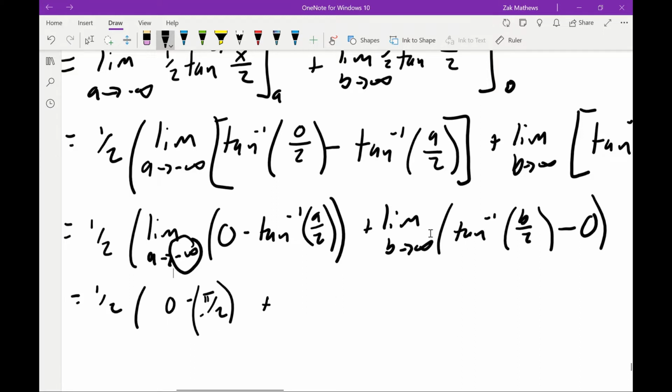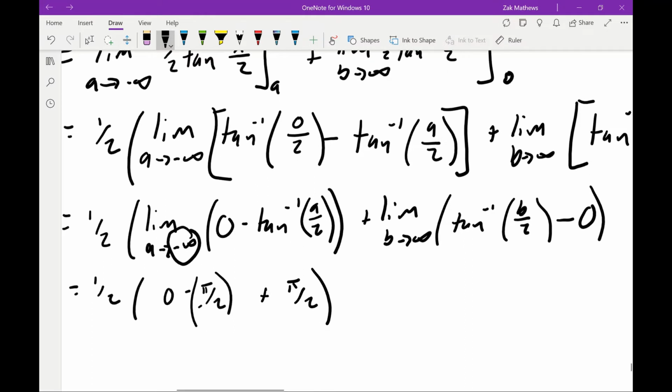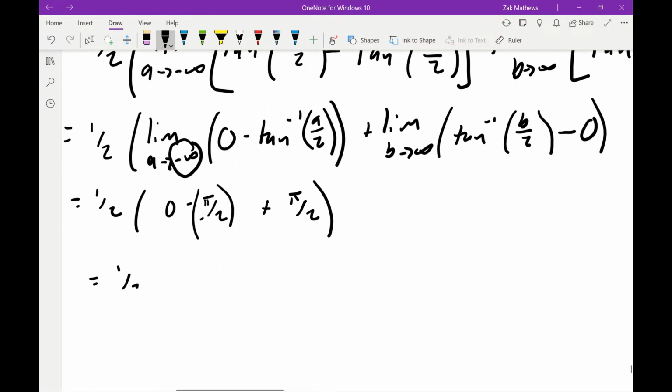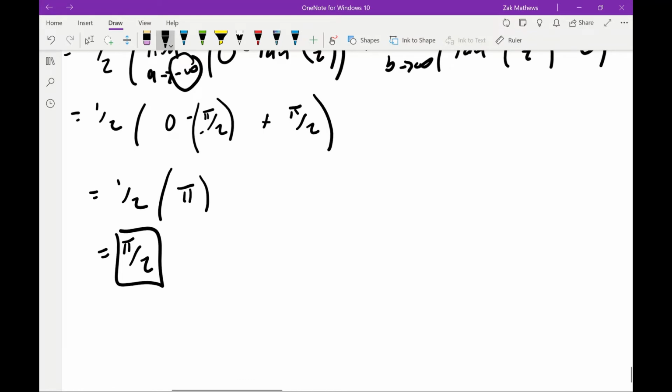And then over here, tangent of infinity, well, where does tangent go off to infinity? That occurs at the pi over 2. And so we'll have 1/2 times pi over 2 plus pi over 2, which is pi, and so we get pi over 2 as our answer. So we can say that this integral converges. The integral converges, and we know it's equal to pi over 2.